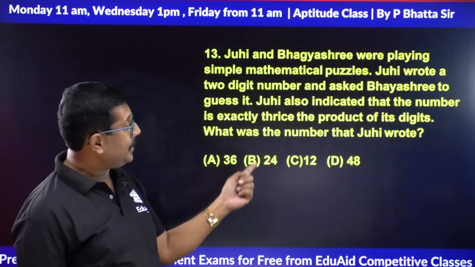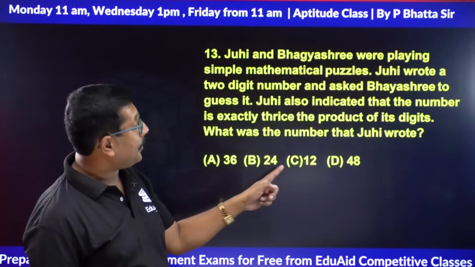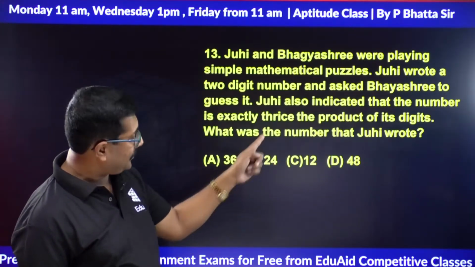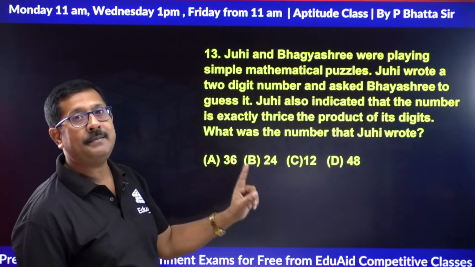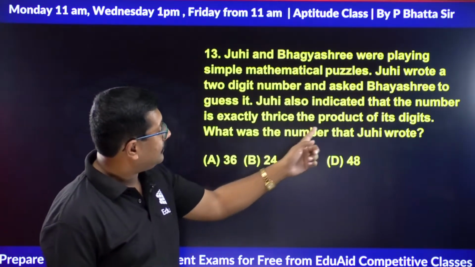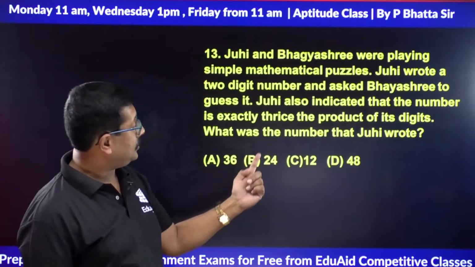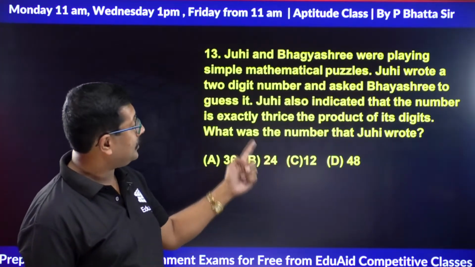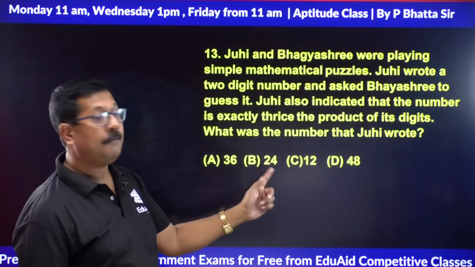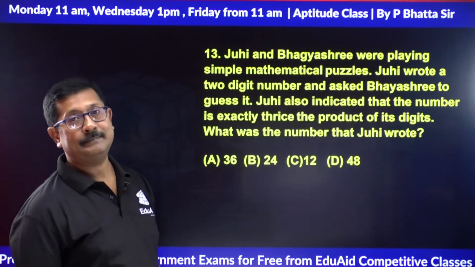তাৰমানে 24 কি হৈ গল, 24 is exactly thrice the product of its digits. Thrice the product of its digits means 3 times 2 4s are 8, 3 times 8 means 24. So thrice the product of the digits, 3 times 2 into 4, 8, so 3 times 8 is 24 itself, hence the result.